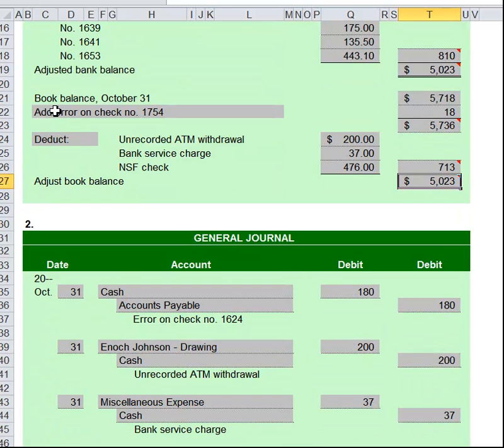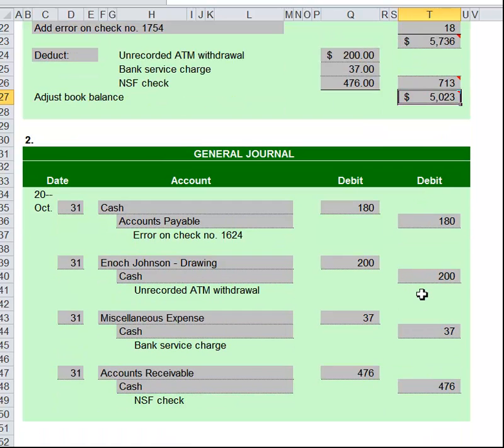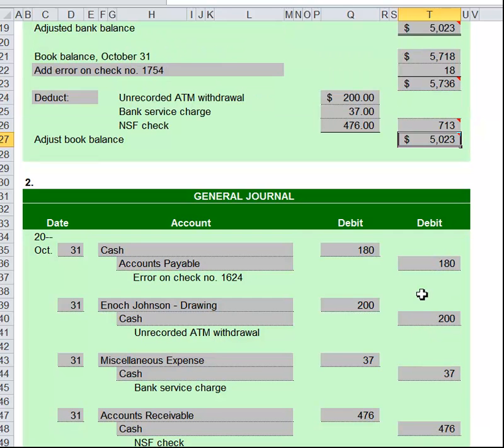Then the problem wants us to record journal entries. So keep in mind that journal entries are only done for the items that actually affect the cash account, and the items that affect the cash account are anything that has to do with our book balance. Okay? So we had an error in our checkbook. Remember, we originally subtracted out 75, but we should have only subtracted out 57. So now we're going to add that 18 back in. It's put 180 instead of 18. Okay, so that's $18.